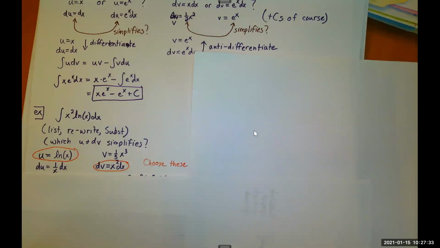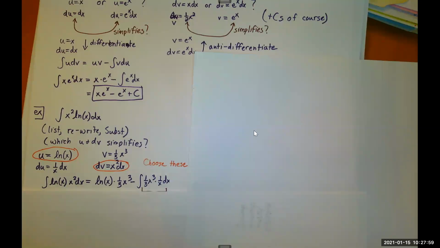Again, taking the derivative with respect to x of u equals natural log of x. On the left side, we get du dx. We multiply both sides by dx. On the right side, we have 1 over x dx. When we do an antiderivative of x squared dx, we get 1/3 x cubed, add 1 to the exponent, multiply by the reciprocal.